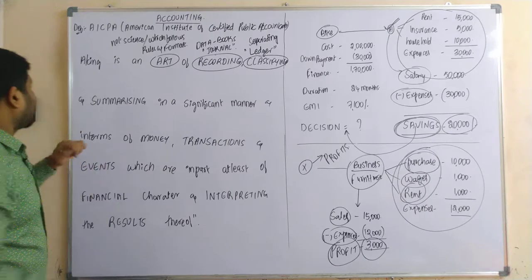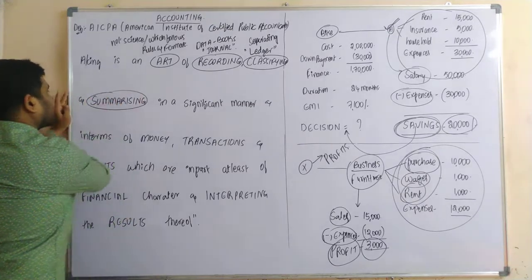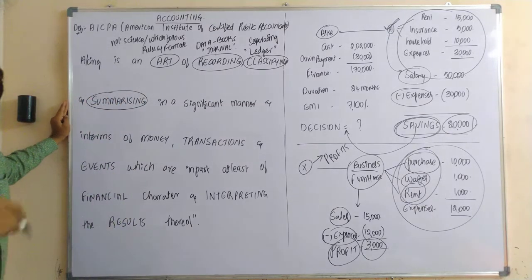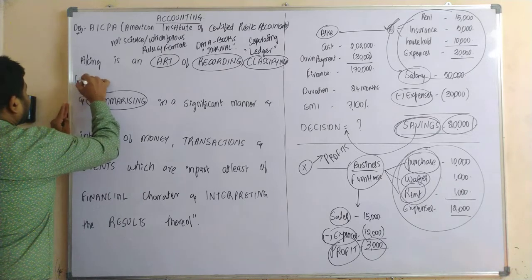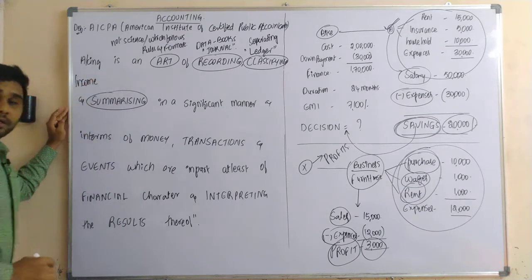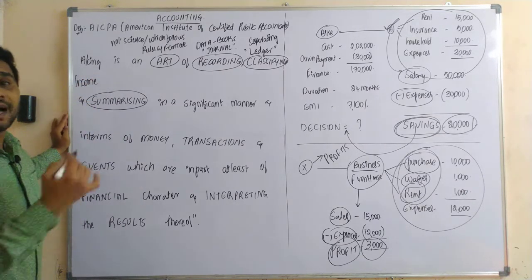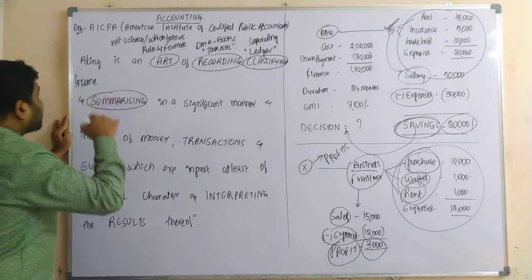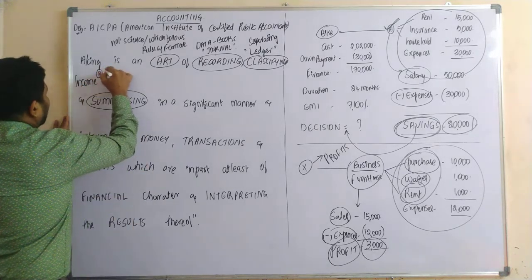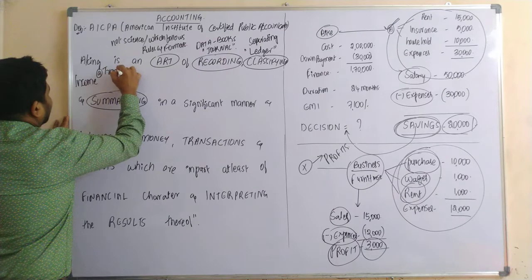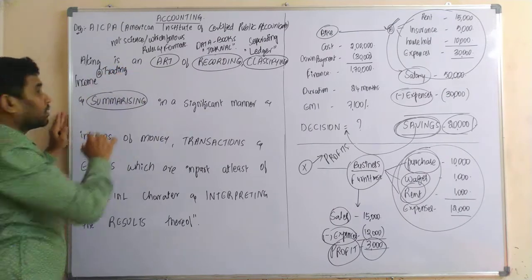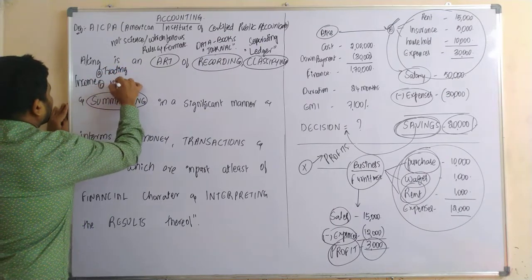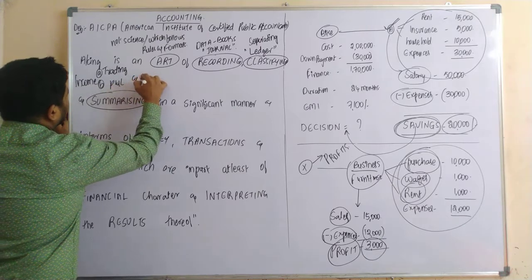Okay, let's continue. Summarizing. Sir, summary of what? Summary of income of the company by preparing your trading account, your P&L account and the balance sheet.